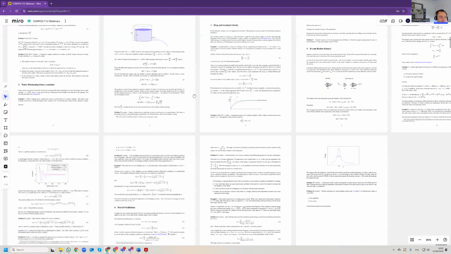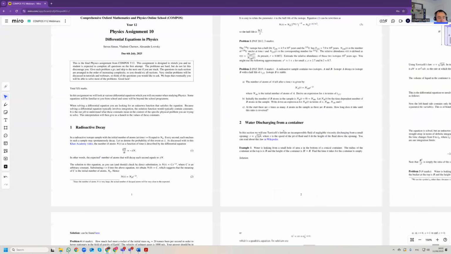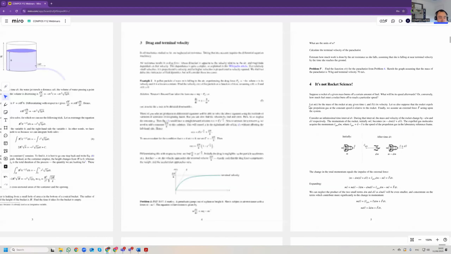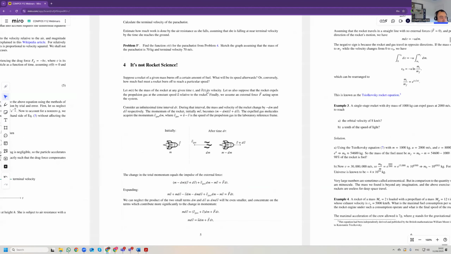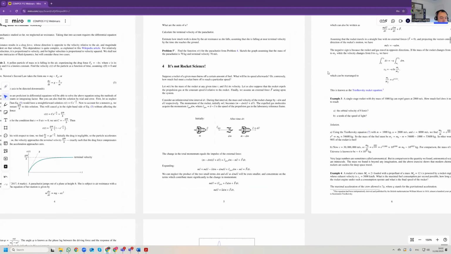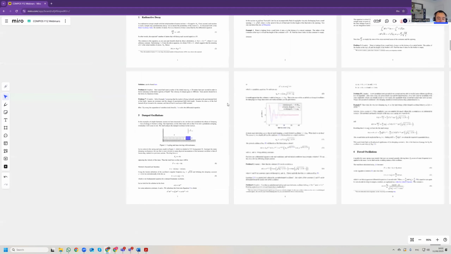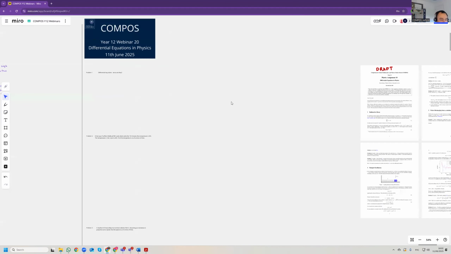We'll be looking at radioactive decay, water discharging from a container, then drag and terminal velocity, the rocket equation, and some oscillations. The oscillations are the hardest part, the most interesting perhaps.